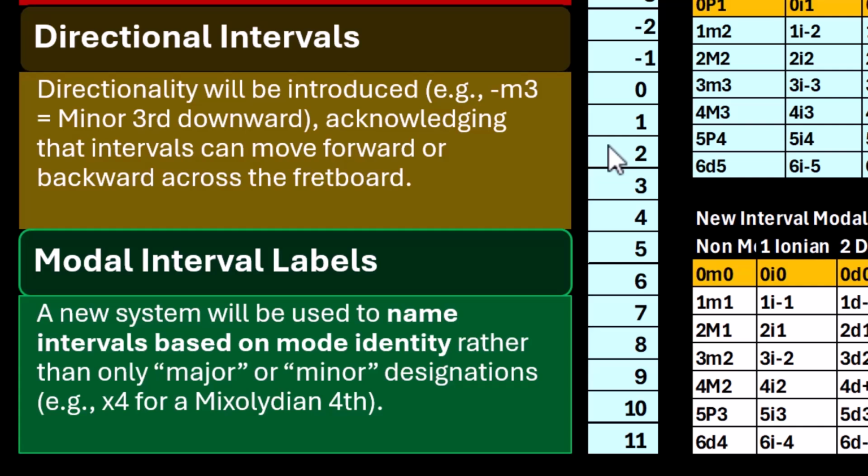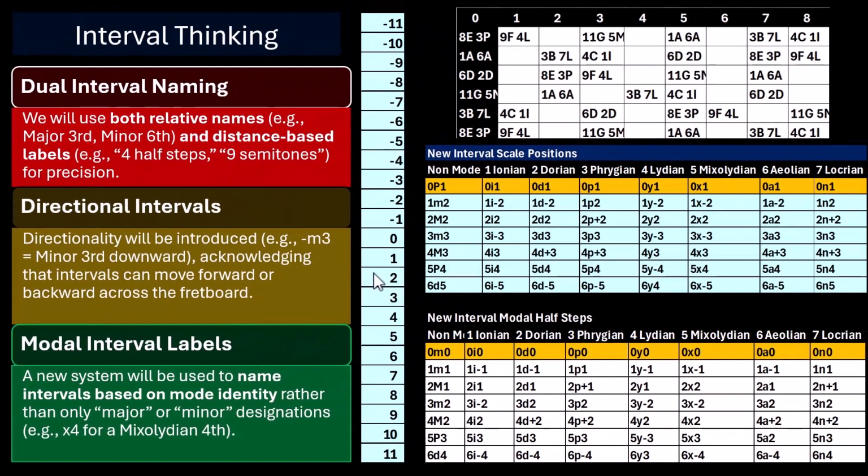But anyway, modal interval labels. So a new system will be used to name intervals based on mode identity rather than only major or minor designations. So we might have something like an X4 for the Mixolydian fourth or something like that. So I'll actually then take the next logical step and say, okay, if we were creating the system from today, we wouldn't say, hey, look, the major scale is the master scale and all of the other modes are of lesser importance and therefore I'm going to name all the distances as they are compared to the major scale.